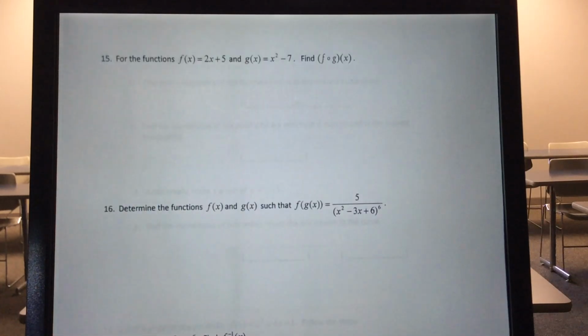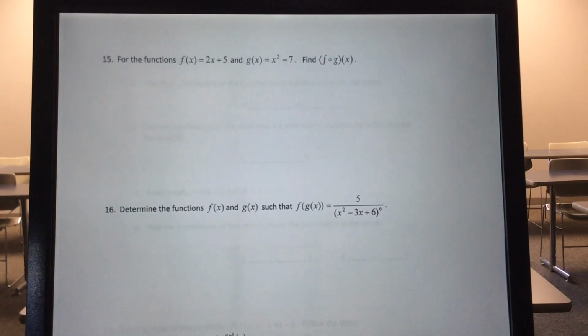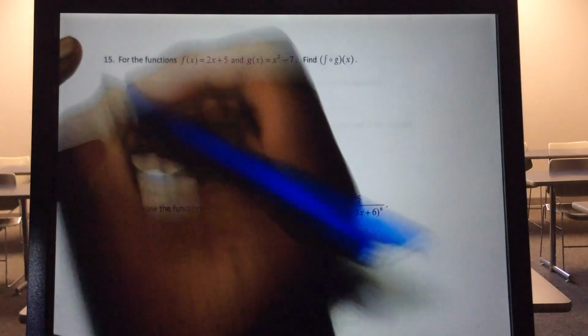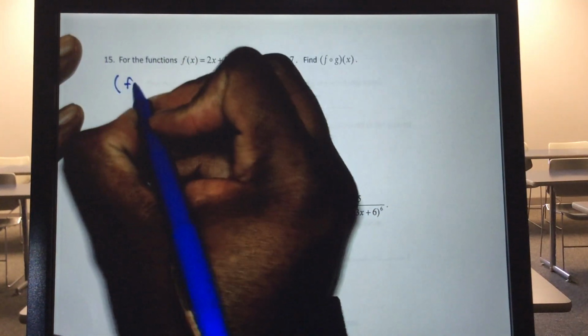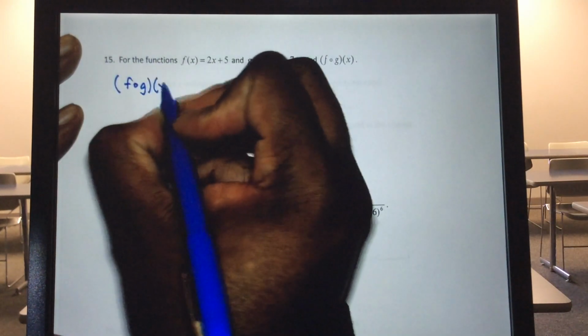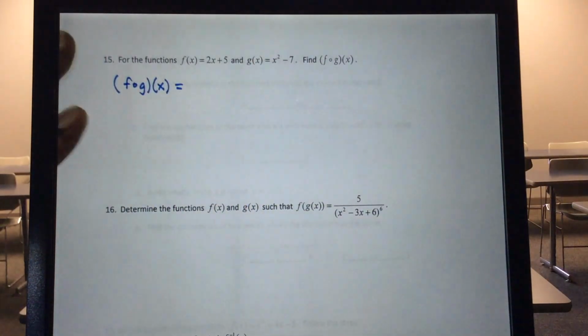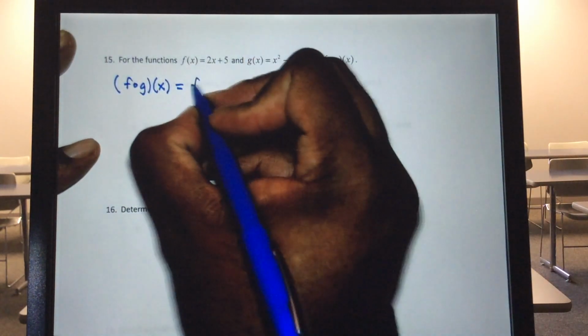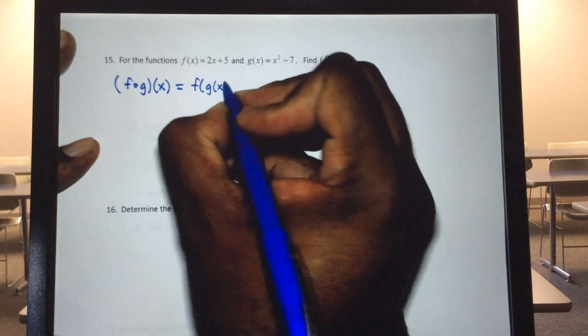Okay, now problem number 15 is the composition of two functions f and g. Here we got f of x equal to 2x plus 5, and g of x is equal to x squared minus 7. And we want to find the composition of f with g of x, or we can say f circle g of x, as some people want to call it. Now, f circle g of x means this, f of g of x.